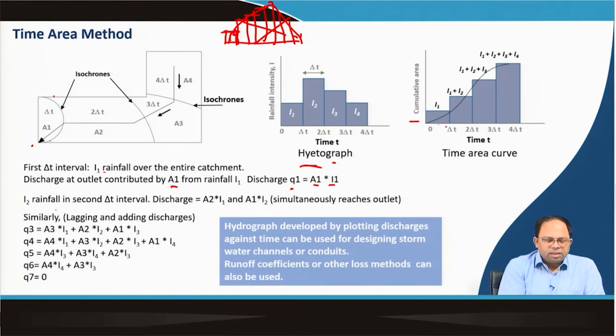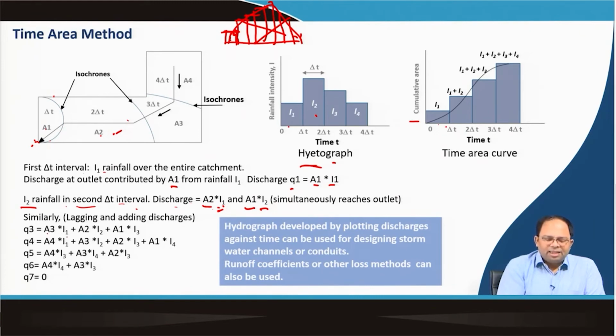Then for the next part, in the second delta t interval, the discharge is A2 into I1. The discharge from this particular area takes time to reach this point. So, right now in the second time period, the water reaching here is the first time period's water, right. Whatever rainfall happened in the first time period in this particular area now reaches this inlet in the second interval. So, it is I2 for the first area, because now we are considering the second delta t interval, and we take the I2 value from here, but the water that reaches from this area is the intensity of the previous time period, that is why we take I1. So, Q2 is A2 I1 plus A1 I2.